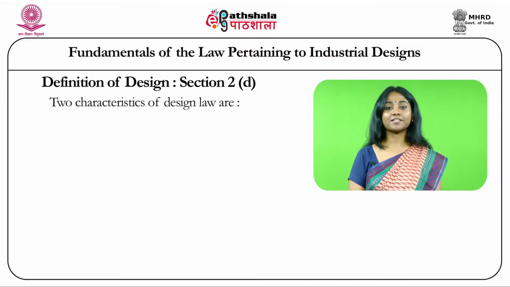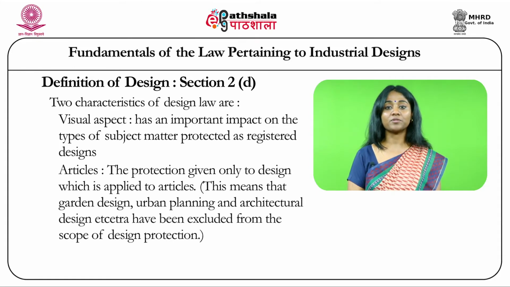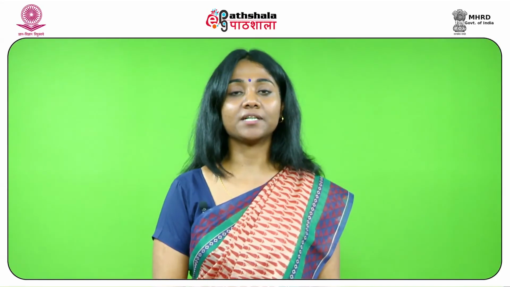So 2 characteristics of design law are visual aspects and the articles to which such design is applied. The visual aspect has an important impact on the types of subject matter protected as registered designs. The articles would involve the protection given only to the design which is applied to articles. This means the garden designs, urban planning and architectural designs, etc. have been excluded from the scope of design protection. Let's delve deeper into the definition of design.